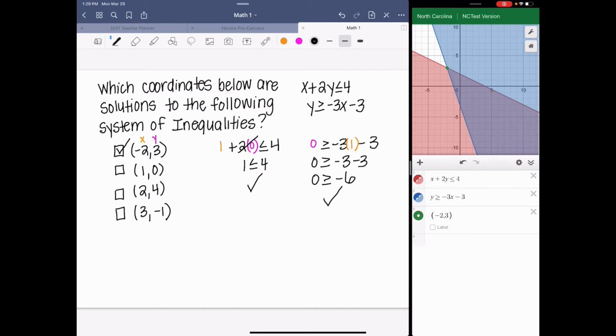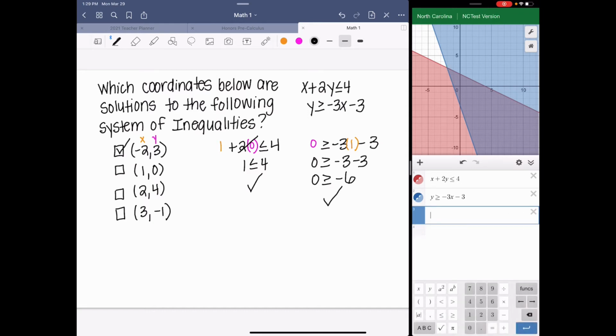So if I look at the next point and I put in 1, 0, we can see that that is in the shaded region. So because it is in the shaded region, that's also going to be a solution. That does work. All right, and again, you can rewrite them. I'll rewrite them just like the next one. So the next one's going to be 2 plus 2 times, now this time I'll be doing 4. And that is going to be less than or equal to 4.